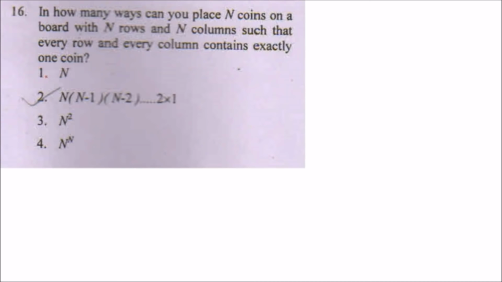Next question. In these questions it is asking, in how many ways you can place n coins on a board with n rows and n columns, such that every row and every column contains exactly 1 coin. Actually there is a formula for permutations and combinations. Here, as the number of rows and columns is equal, there is nothing much complicated. A simplified formula is there.